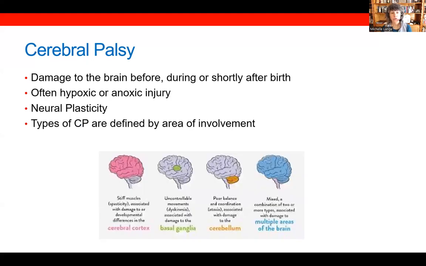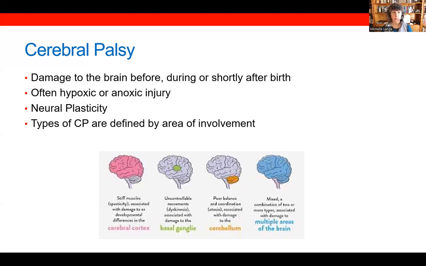So in cerebral palsy, there's damage that occurs to the brain before, during, or shortly after birth. We have a lot more idea of the etiology of cerebral palsy now than we used to. Often there is a metabolic or brain development issue that occurs well before birth as well. This can be due to hypoxic or anoxic injury to the brain.